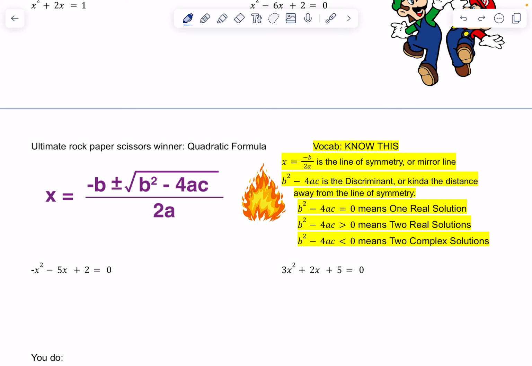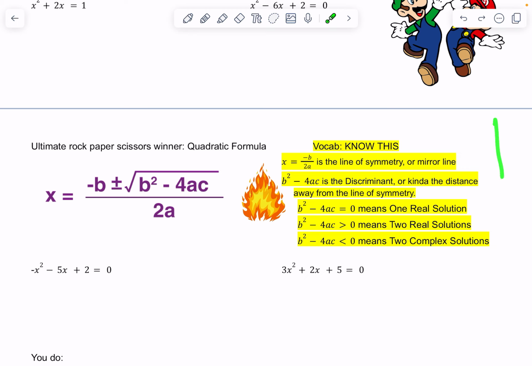Before we go into that, I do want to break down some of the vocabulary that you should know about the quadratic formula. So this part, the negative b over 2a part, that is the line of symmetry, or the mirror line. So when you have your parabola and you cut it in half, it will look exactly on this side as it will look on this side. Okay. This part over here, the b squared minus 4ac, that is the discriminant. It's kind of the distance away from the line of symmetry.